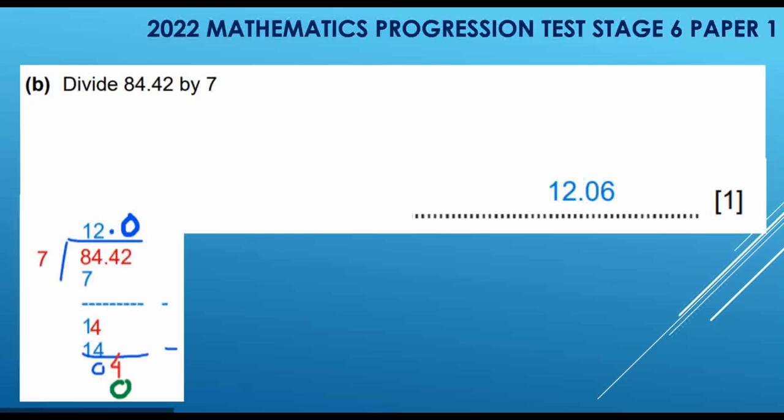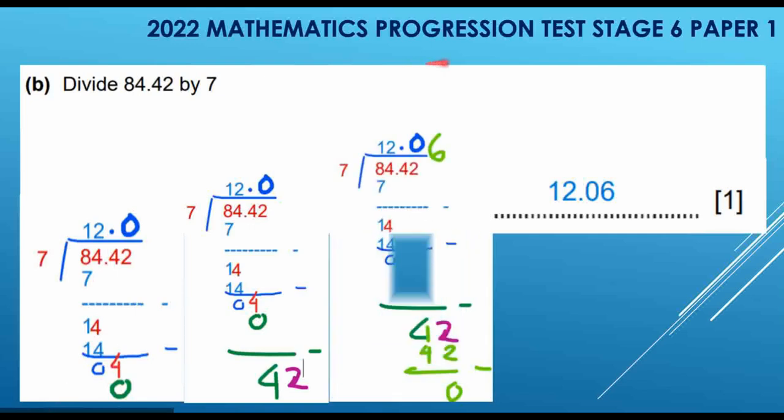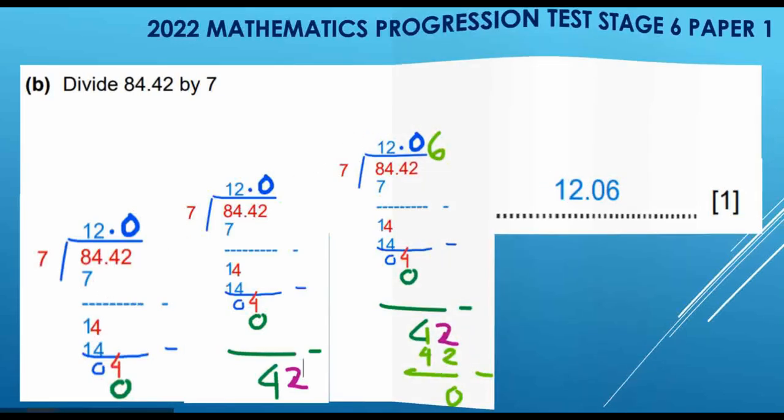Next, we put down the next digit and subtract. So 42: 7 times a number to get 42 should be 6. So we write down 6 next to it. 7 times 6 is 42, and we get 0. So that's how we got 12.06.